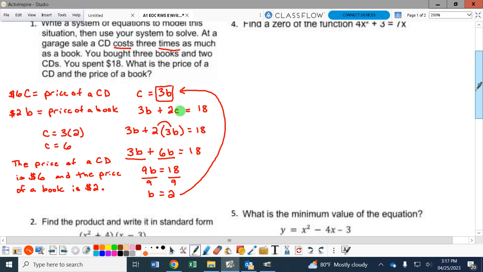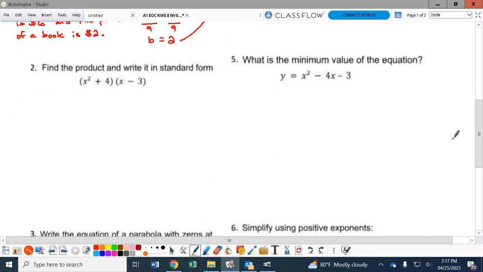Okay, let's move on to number 2. Problem number 2 says find the product and write it in standard form. This is a foiling problem. We've got first, outer, inner, and last to multiply. When we multiply x squared times x, that's going to give us x to the third. X squared times negative 3 is going to give us negative 3x squared. 4 times x is going to be plus 4x. And then 4 times negative 3 is going to give us negative 12.